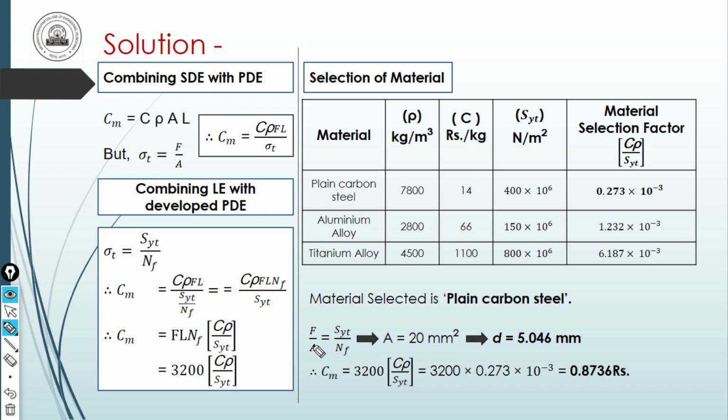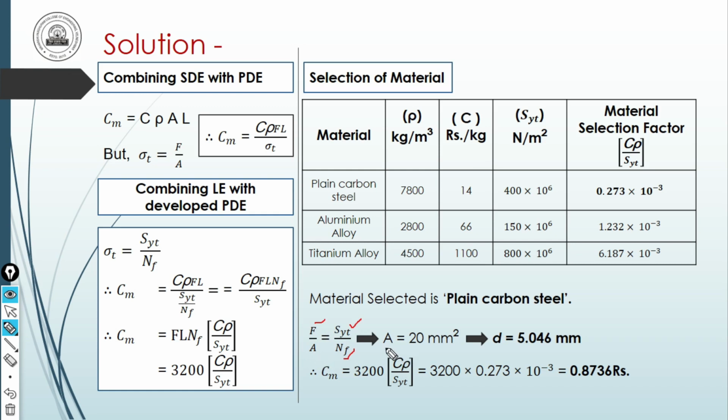Now here sigma T is equal to F by A is our SDE, but from the limit equation we are getting that sigma T is nothing but yield strength by factor of safety. So F by A is equal to SYT by NF. Now if we compare this equation, F is known to us, for plain carbon steel SYT is known to us, and NF is given in the problem statement as 2. So if we substitute all these values, the only unknown here is area.